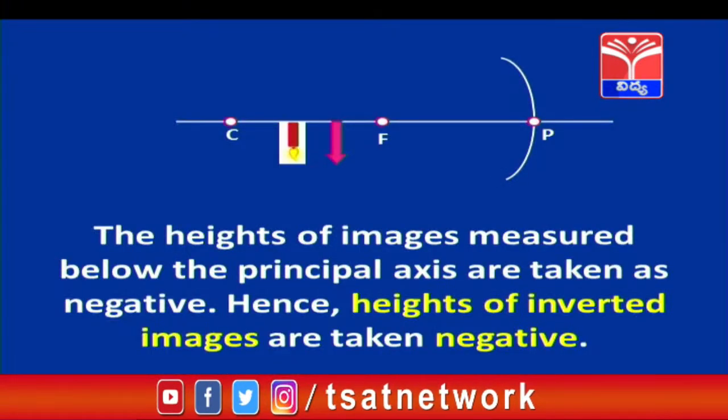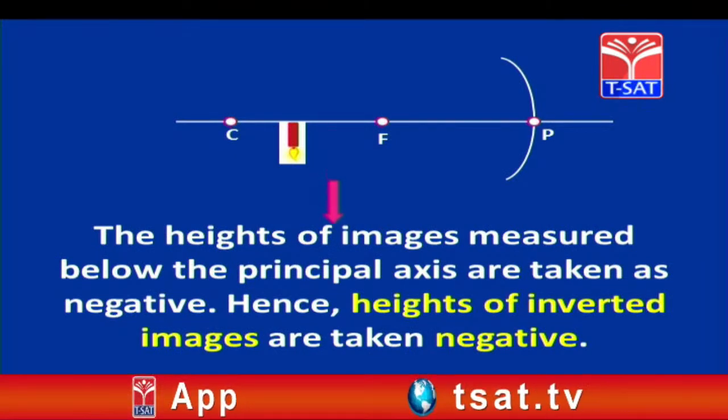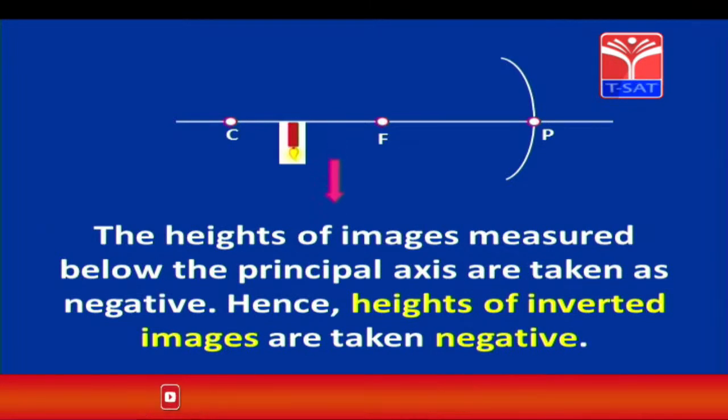Okay children? So, always the height of the object is positive and the height of the virtual image is taken as positive. Now, what about a real image? What about an inverted image? A concave mirror mostly forms an inverted image. Yes children? So, you can see an inverted image here, and if you have to measure the height of this image, then the measurement has to be in the downward direction of the principal axis. The measurement is taking place below the principal axis.